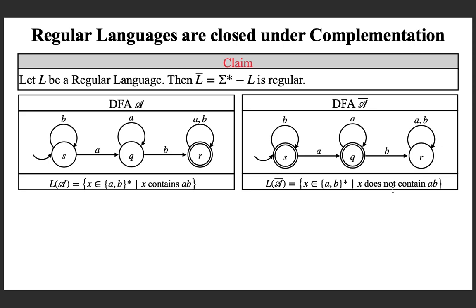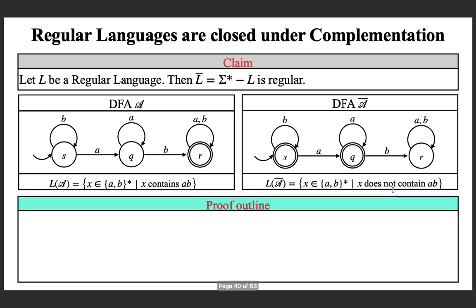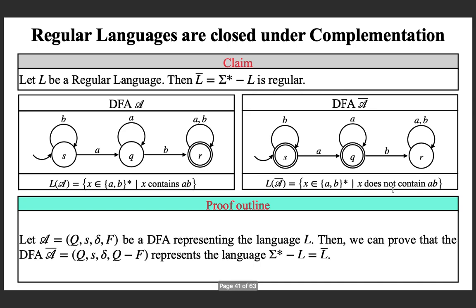In fact, here you can generalize this to get a constructive proof. We can say that if A is a DFA representing a language L, then we can obtain a DFA A complement from A, where the only change is that the final states are toggled. Now, in the new machine, the final states will be all the non-final states of the given DFA.